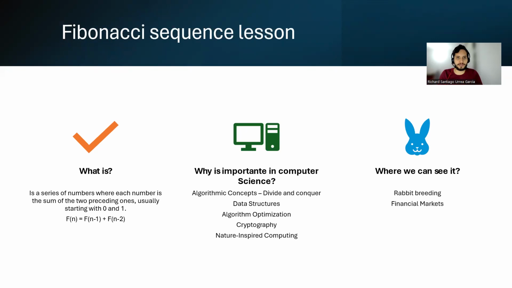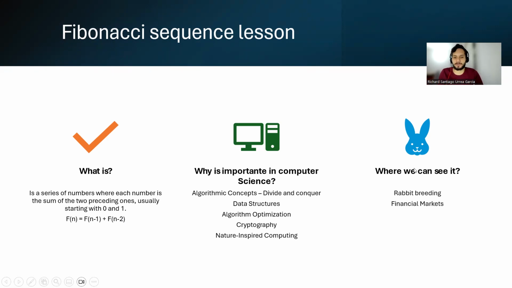Well, first of all, what is the Fibonacci sequence lesson? It is the explanation of the Fibonacci sequence, the importance it has in computer science, and some examples about this. What is this? It is a series or sequence of numbers in which every number is the sum of the previous two, starting with 0 and 1 in the usual cases. As you can see there, the mathematical expression says that the current n will be the case of n minus 1 plus the case of n minus 2.